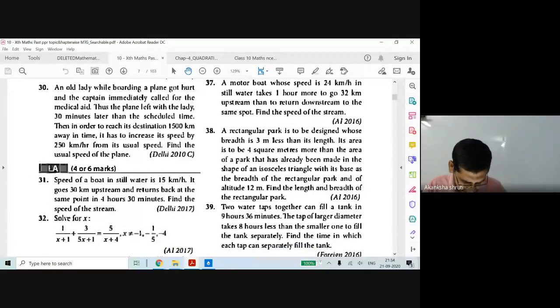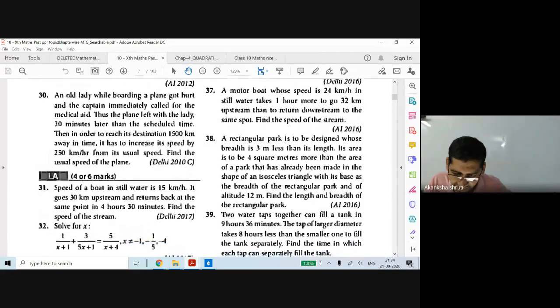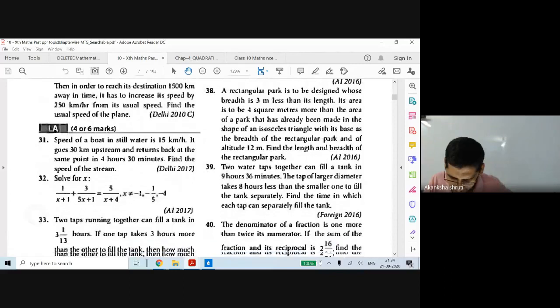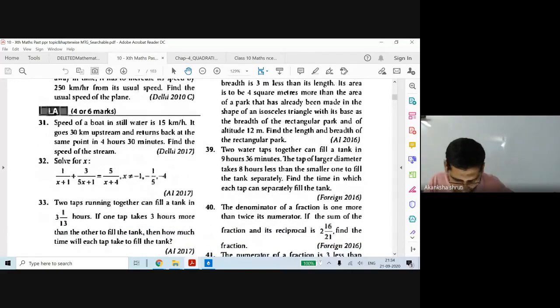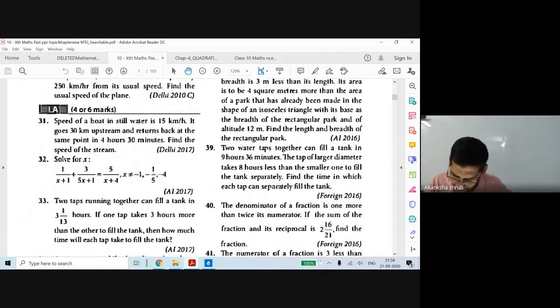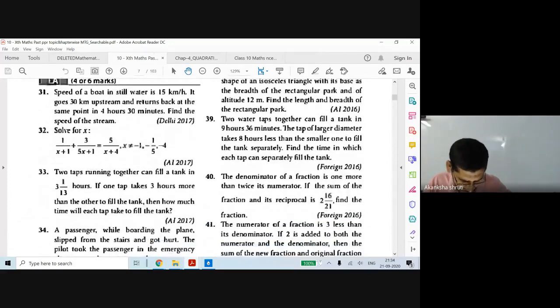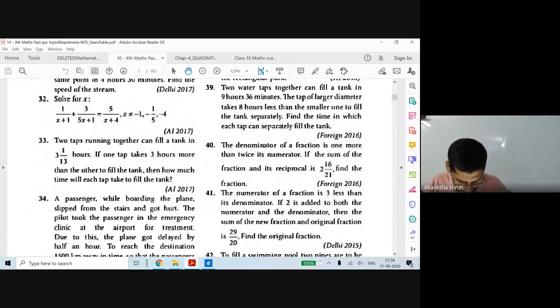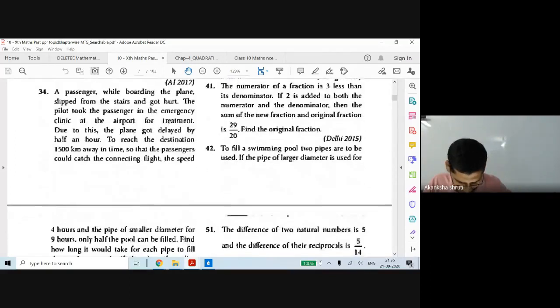Like here, speed of boat in still water. तो ये वाले क्वेश्चन आपके केवल रिमूव कर दिए गए, बाकी जो सिंपल है वो आपके रहेंगे ही। Water tap together can fill, these are situation based problems. तो ये थोड़े बढ़िया लेवल के जो आपके 4 और 6 मार्क्स के क्वेश्चन रहते थे, it is 4 और 6 मार्क्स क्वेश्चन। So such questions are temporarily dropped for this year only.